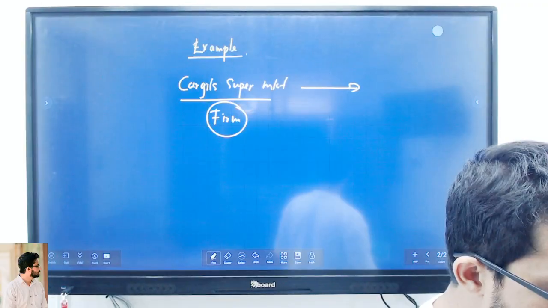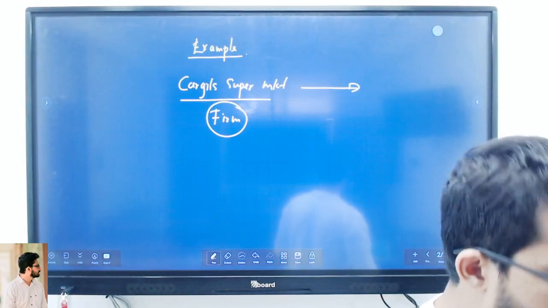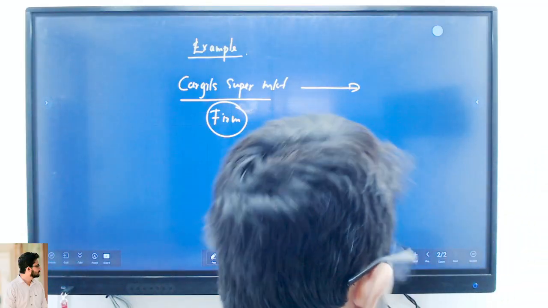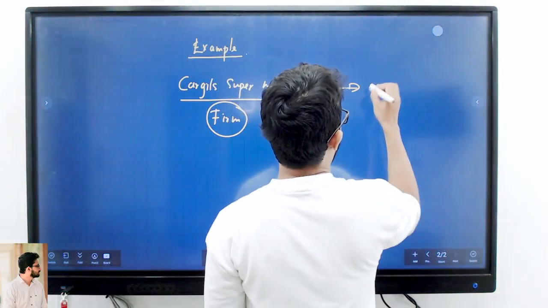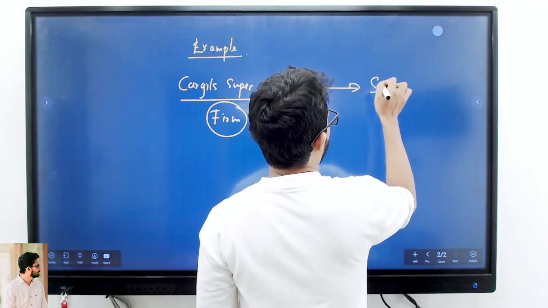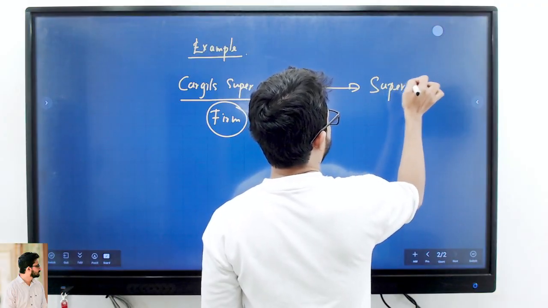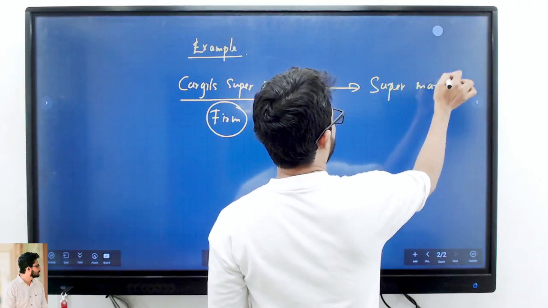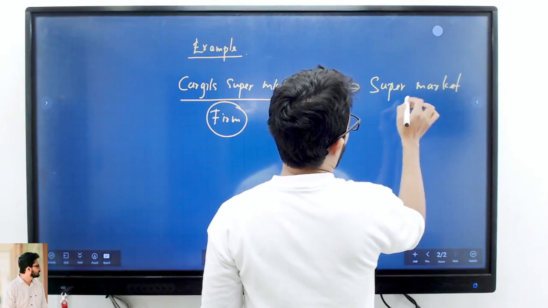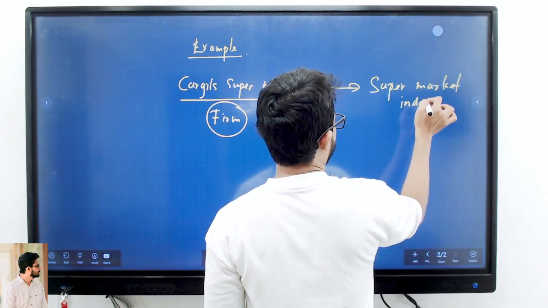Keells, Cargills. This is called the supermarket industry, or we can say the retailing industry. Retail industry, supermarket. Okay, the industry.